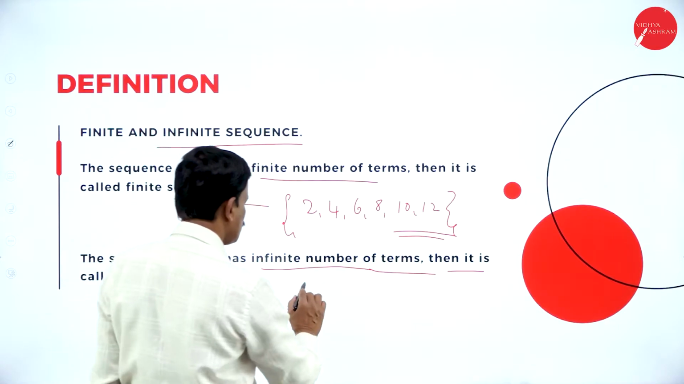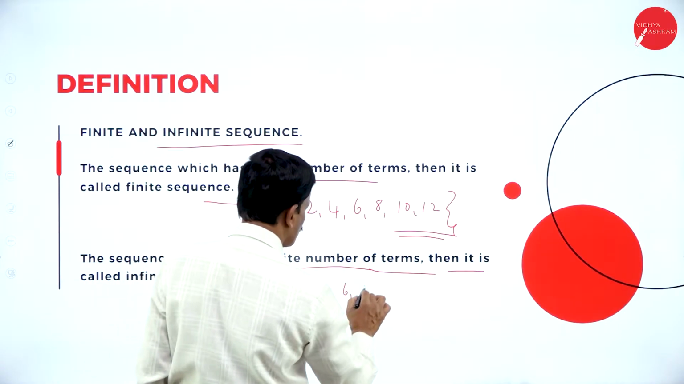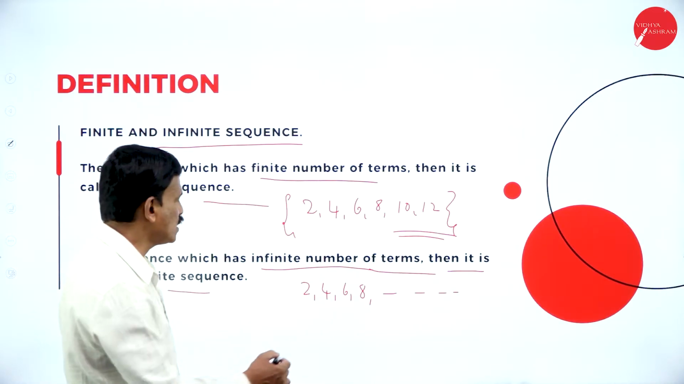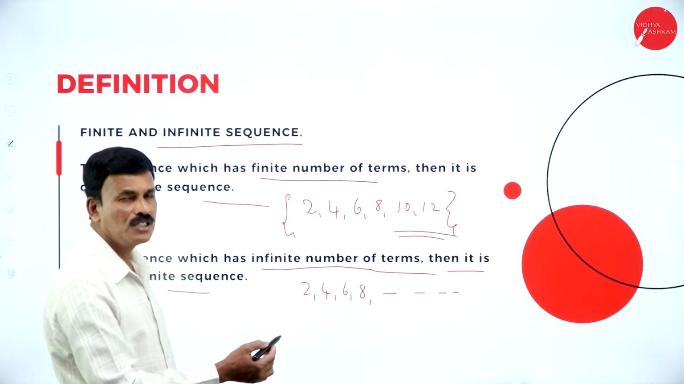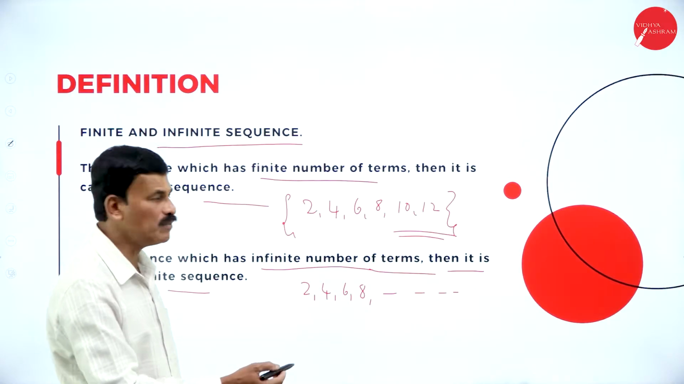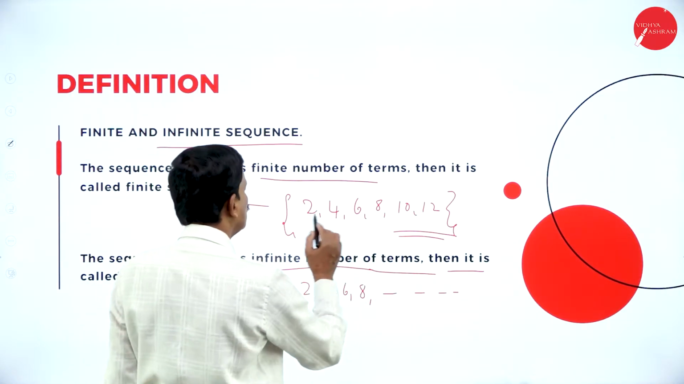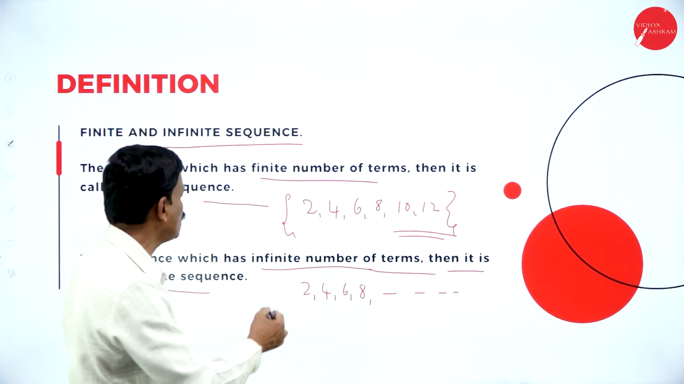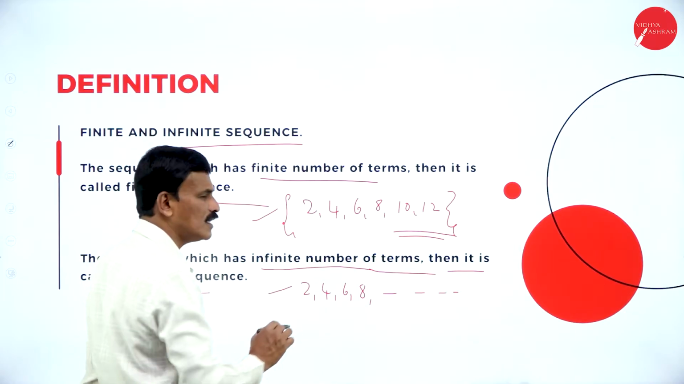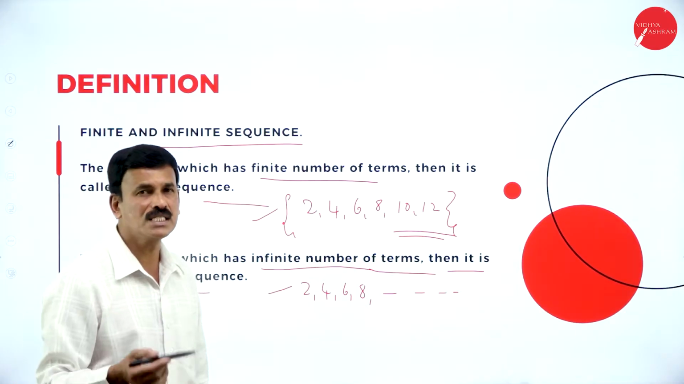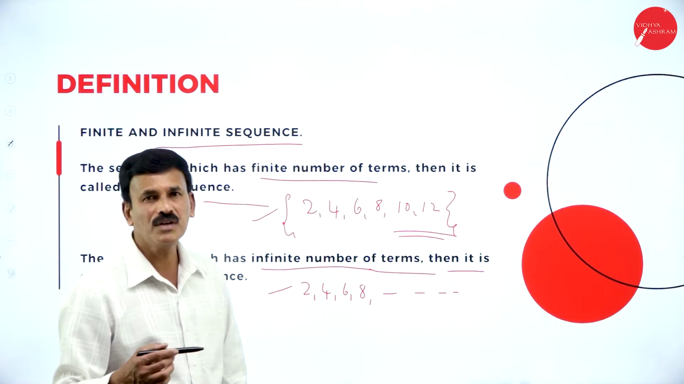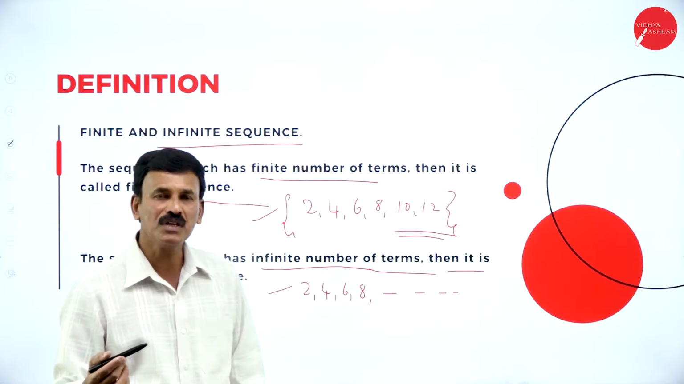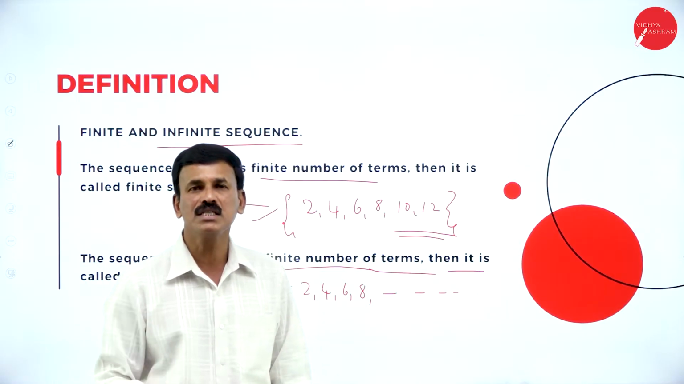Whereas if I write the same sequence in this form, 2, 4, 6, etc., then this is called an infinite sequence. Here the number of elements is not defined. Here in the first case the elements go up to 12, with 6 elements in the sequence. So this is called a finite sequence and this is called an infinite sequence. Similarly for sets, if the number of elements in the set is finite, then it is called a finite set. If the number of elements is not defined, infinite, then it is called an infinite set.